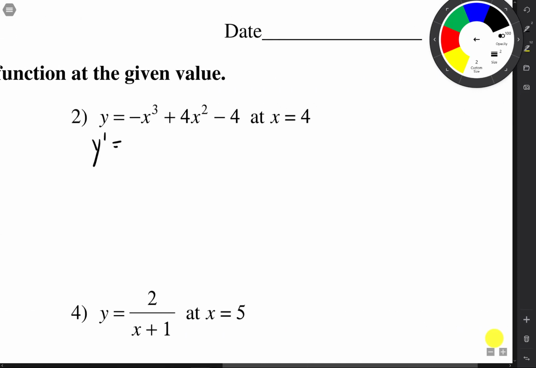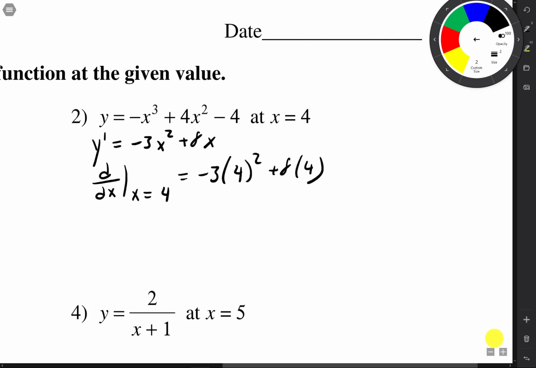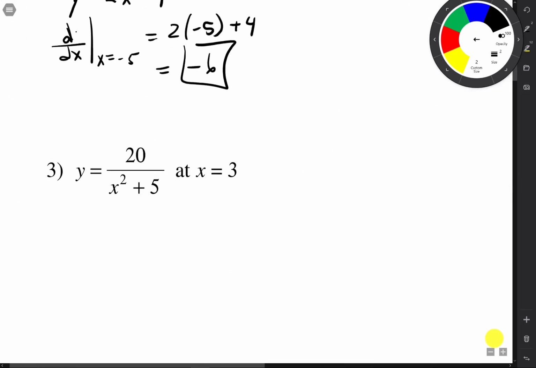So y prime is negative 3x squared plus 8x. So when x is 4, sorry, just regular 4, the derivative is negative 3 times 4 squared plus 8 times 4. So that's negative 48 plus 32, which is negative 16. Check. We do it again.